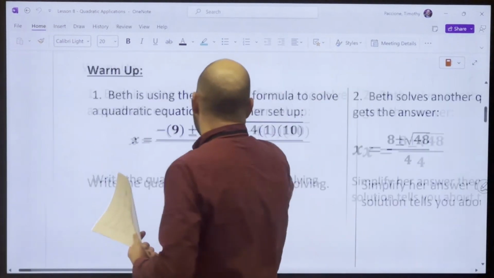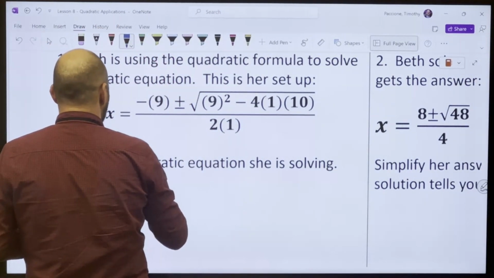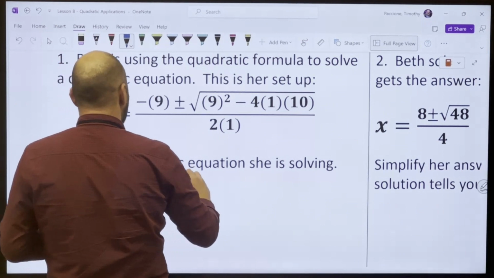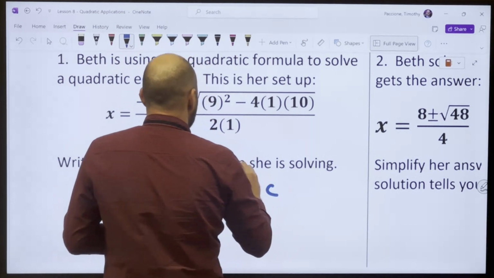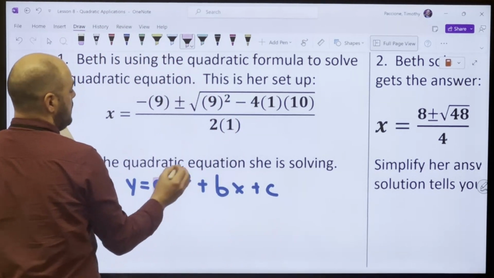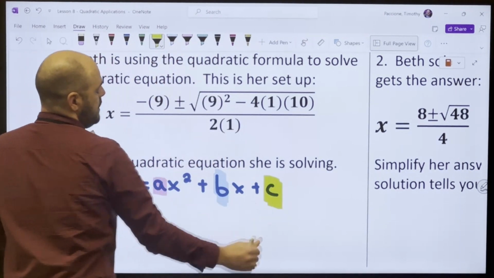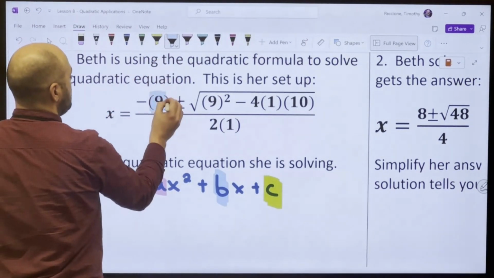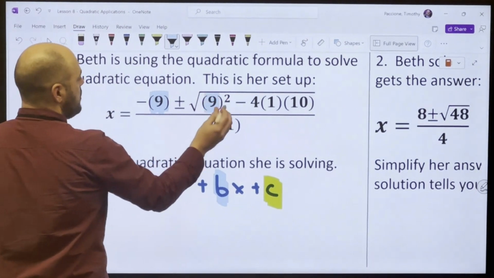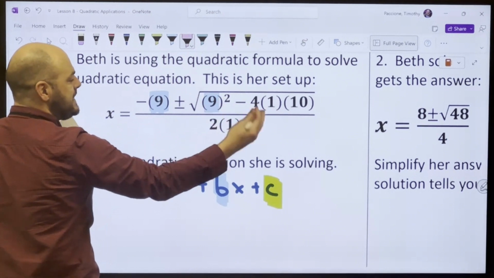Well, we know the quadratic formula. I shouldn't say quadratic formula, quadratic standard form. y equals ax squared plus bx plus c. So we just have to find a somewhere in there, b somewhere in there, and c somewhere in there. And since we know it's negative b, where's my b? It must be the 9, right? It's also b squared. So there's our b value. And then it's minus 4ac.